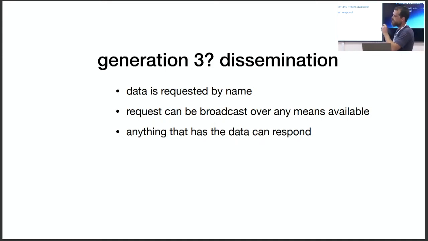So data, again, is requested by name, not location. A request can be broadcast over any media, can be sent to anyone, and anyone or anything that has the data can respond. So at this point, we've started to close the loop back to the original Moron Labs post. Integrity and trust are derived from the data itself, not from the channel. So this is one possible interpretation of deleting the source address. It's not meaningful where it came from. What is meaningful is what it is. You have to be able to identify what it is from the data itself.